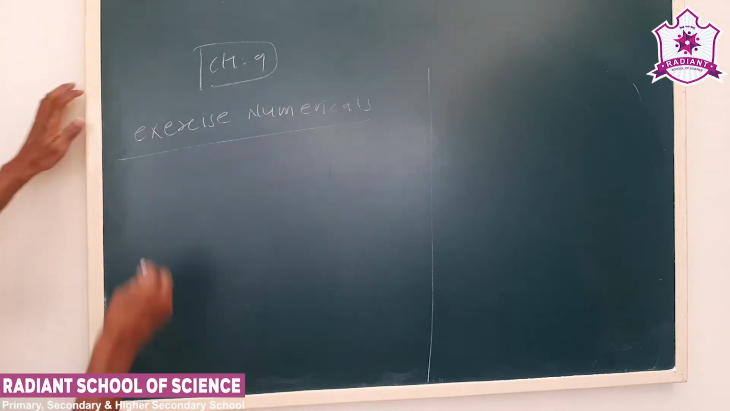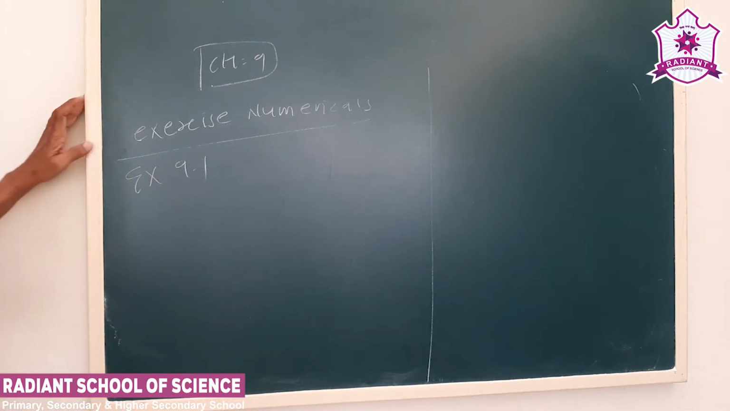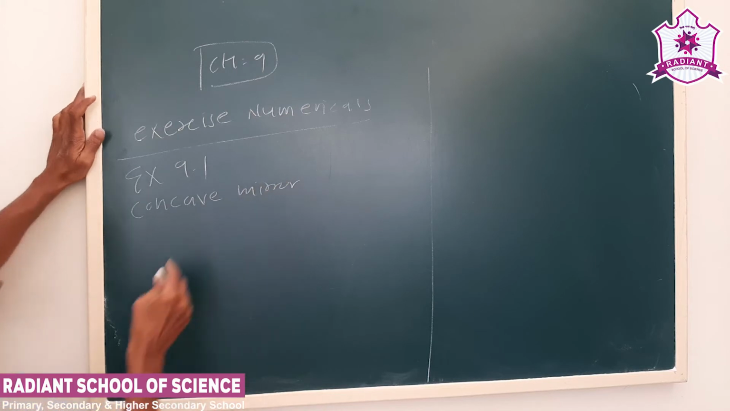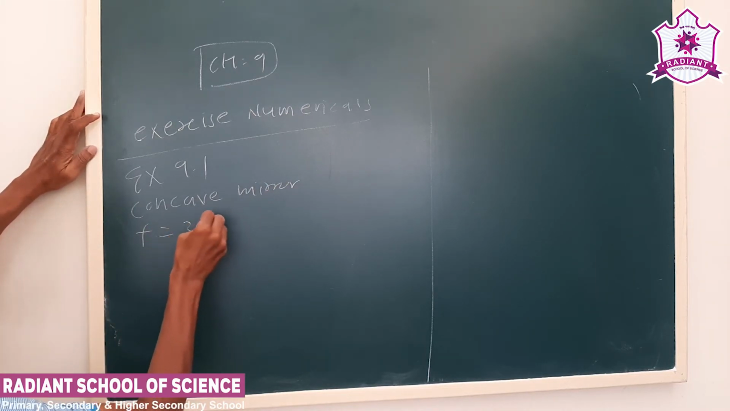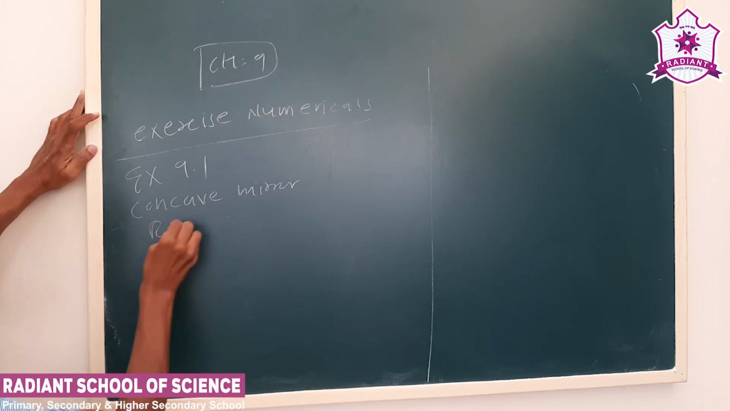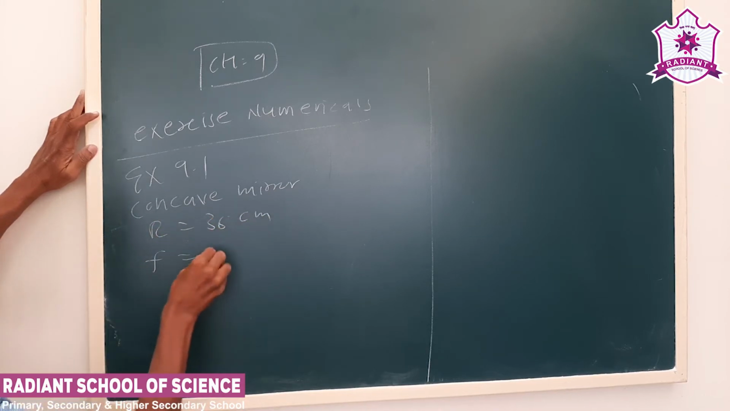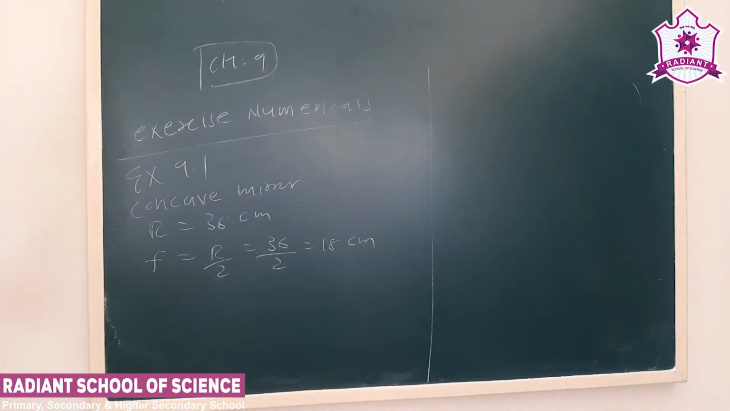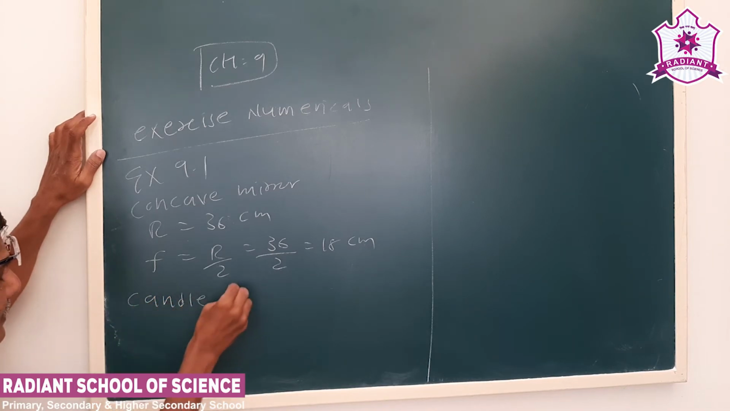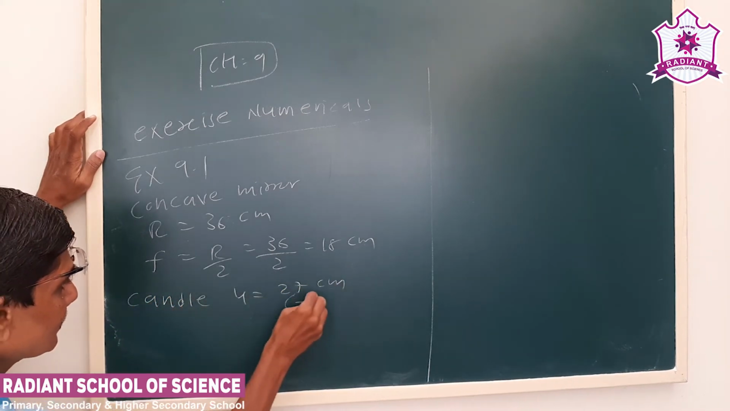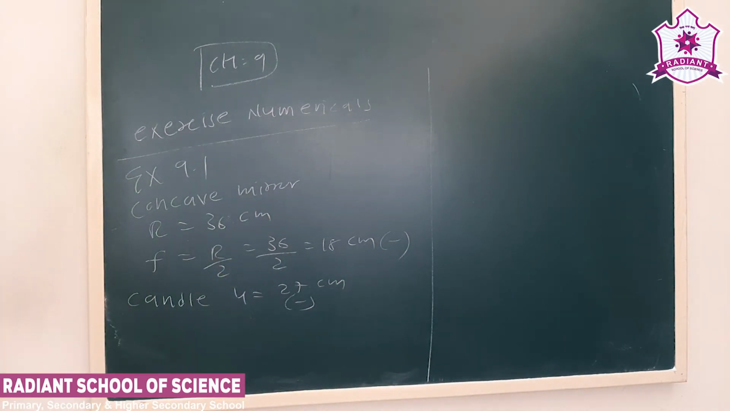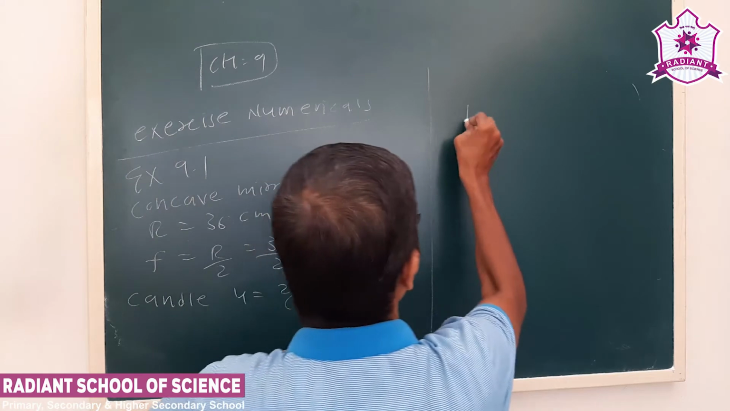Now see here, exercise number 9.1. A concave mirror of focal length 36 centimeter. Radius of curvature is 30 centimeter, so f will be R by 2. Now a candle is kept at 21 centimeter. For a concave mirror, the focal length by convention we have to take negative, and the object distance also we have to take negative. We have to find out the image distance. Now we use the mirror formula.